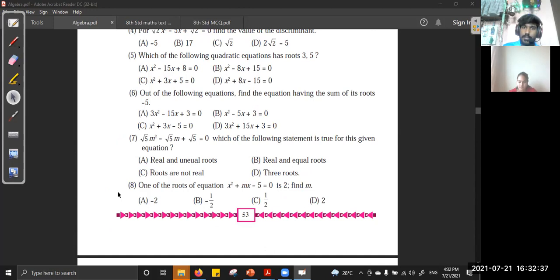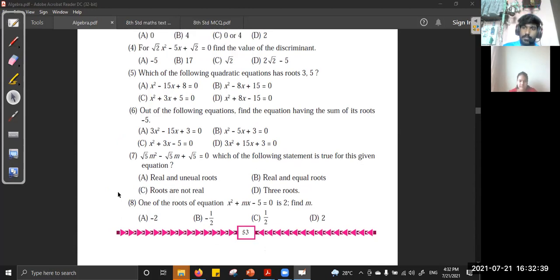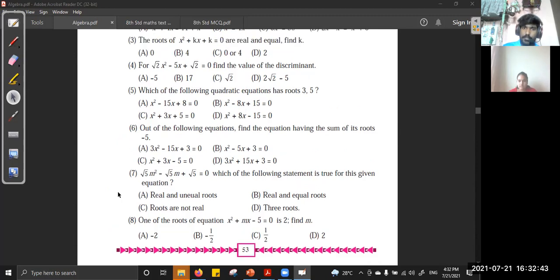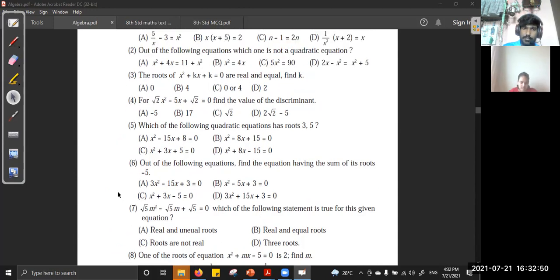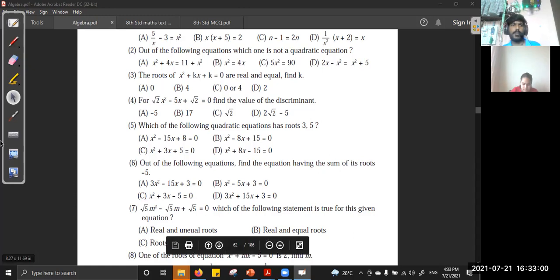B square minus 4, and all of that, right? B square, yeah, B square minus 4AC. You have to find out that. So then, 1 second. The earlier one, right? You just have to find the value of the discriminant and nothing else.